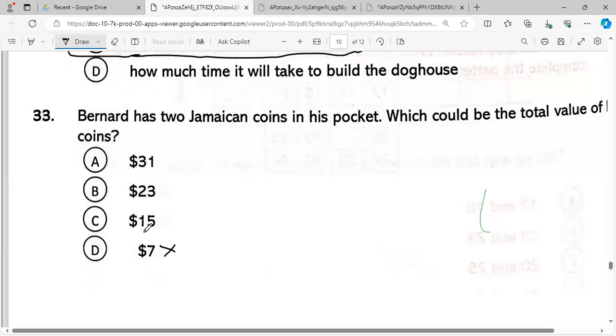Because in Jamaica, guys, they don't make $3 and $2 coins, right? In Jamaica you only have $1, $5, $10, and $20. So you just look to see which of these can give you the combination. We don't have a $30, so it can't be 31, right? Because they only have 2 coins. I like how you pointed out the fact that it's 2. That's very important, guys. 2 Jamaican coins.